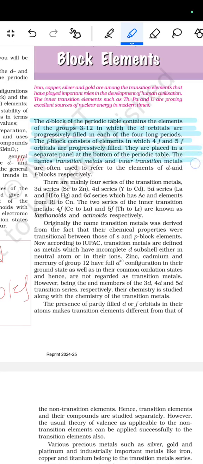The names transition metals and inner transition metals are often used to refer to the elements of the D and the F block respectively. There are mainly four series of the transition metals: 3D series scandium to zinc, 4D series yttrium to cadmium, 5D series lanthanum to hafnium and to mercury, and 6D series which is actinium and the elements from rutherfordium to Cn. The two series of the inner transition metals, 4f Ce to Lu and 5f Th to Lr, are known as the lanthanoids and the actinoids respectively.